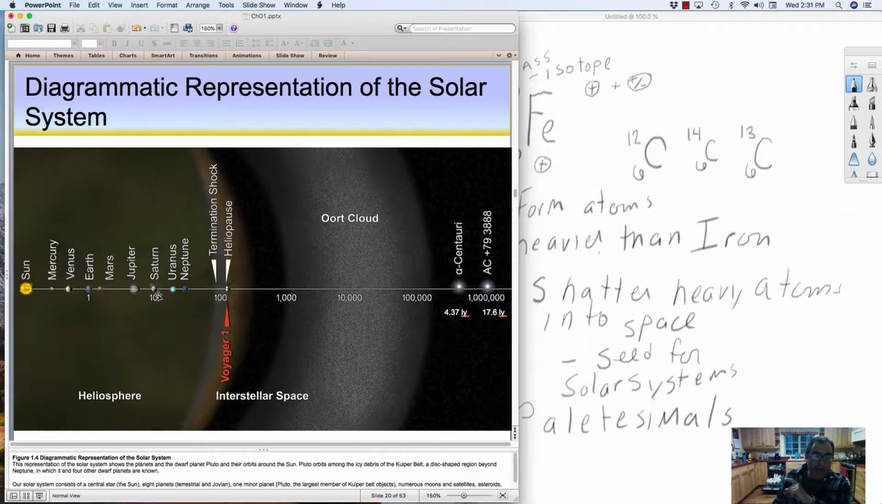So you can see Saturn is about 10 astronomical units away from the Sun. So 10 times 150 million kilometers. The Kuiper Belt is out here at about 100 astronomical units. And then when we get to the Oort cloud, we're looking at more than 1,000 astronomical units.